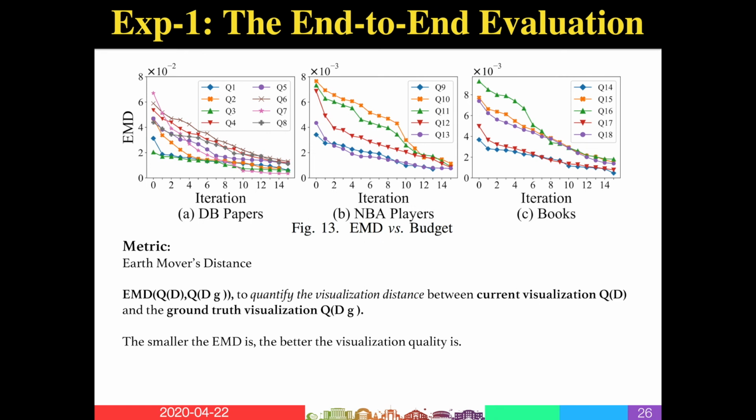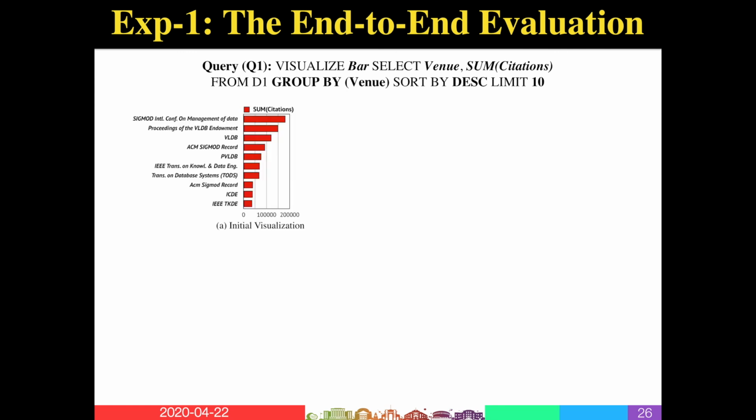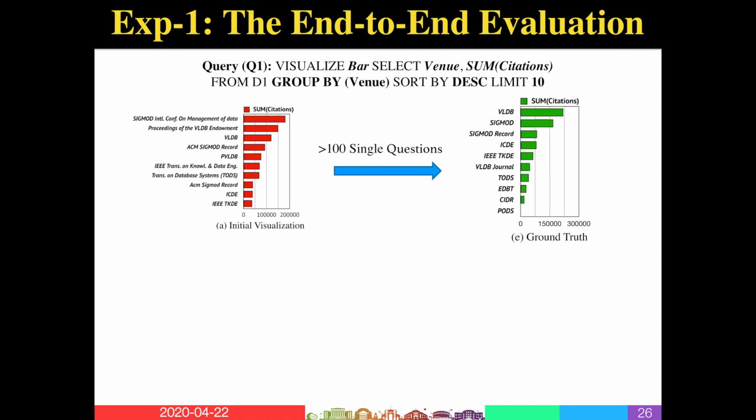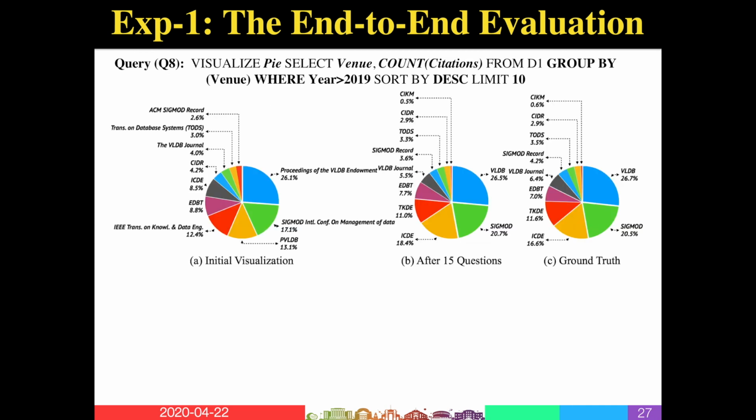As shown in the figures, we can see that the EMD for all visualization tasks decreases in the interactive cleaning process. Let's show more details using the first visualization task. The visualization task Q1 visualizes the top 10 venue ranking by total citations. The initial visualization is very dirty due to various types of errors. We need to ask hundreds of single questions to clean the entire dataset to produce the ground truth. In our system, we just use 15 composite questions to clean it and get a result that is very close to the ground truth. We can make a similar observation on the pie chart.